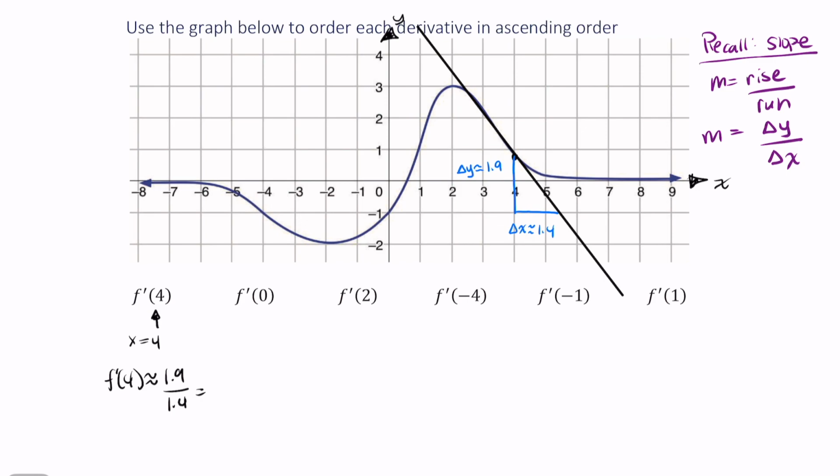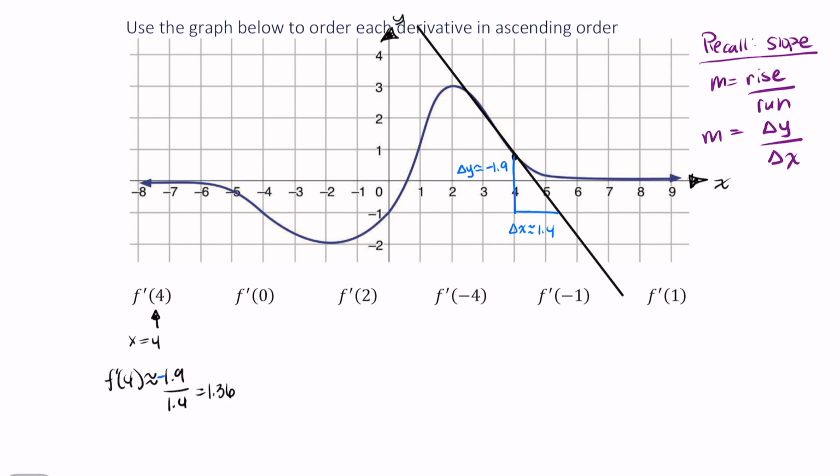Oh, and I left one thing off. This is not 1.9. 1.9 would imply that it was going up in this direction, but it's going down, so this should be a negative. There we are. Let me put that negative there. So this slope is about negative 1.36.